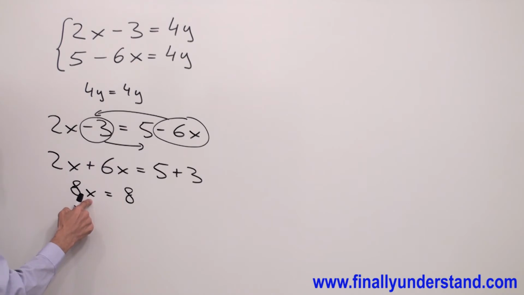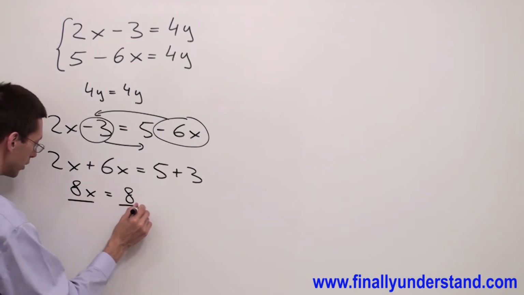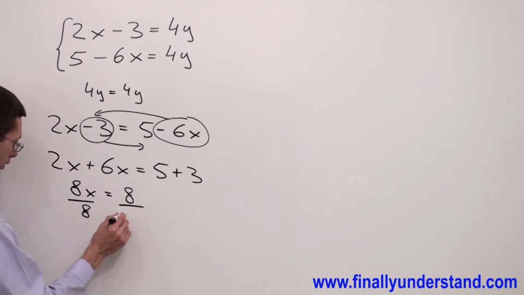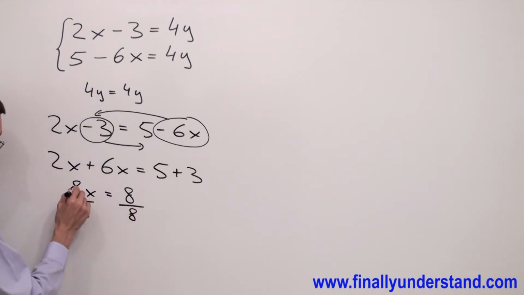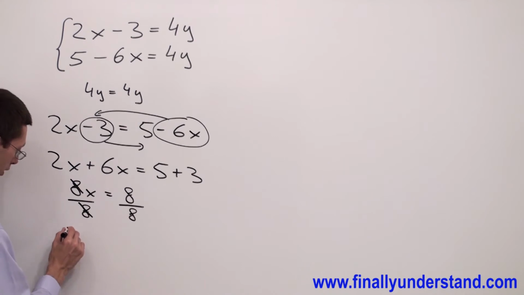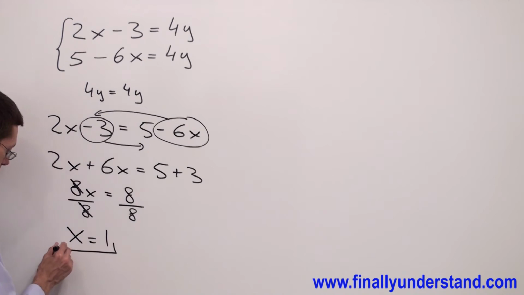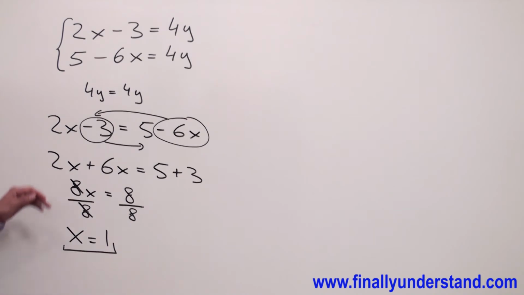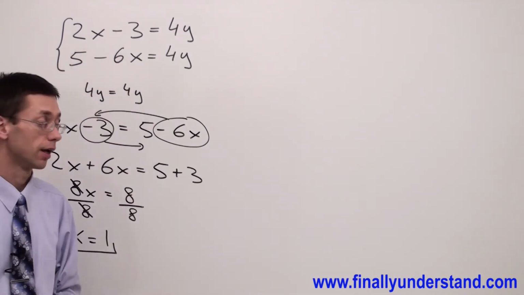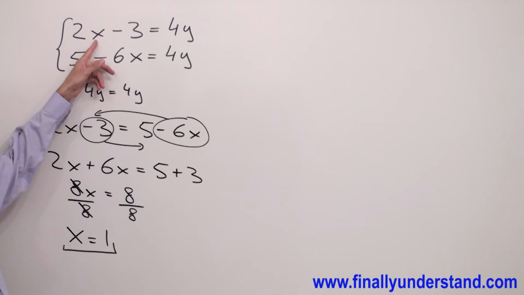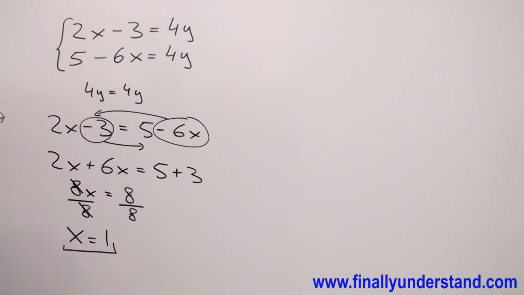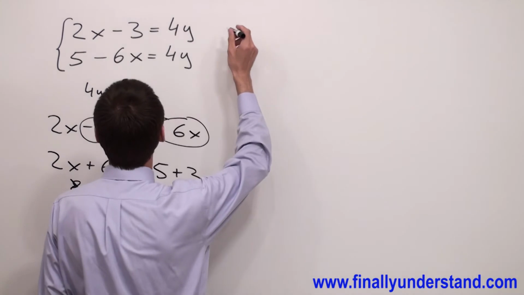In order to find value of x, I have to divide both sides equation by whatever is multiplied to x. Divide by 8. 8 and 8 will cancel out, and x coordinate is equal 1. Next, we're supposed to find a value of y. So what you're supposed to do, you're supposed to take one of these equations and replace x by this answer, by 1. So I'm going to take the first one.